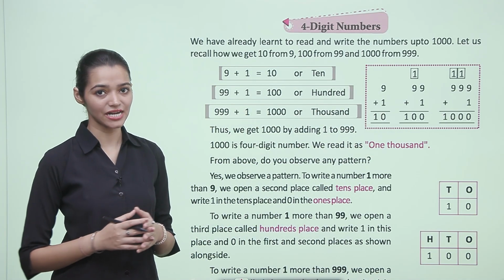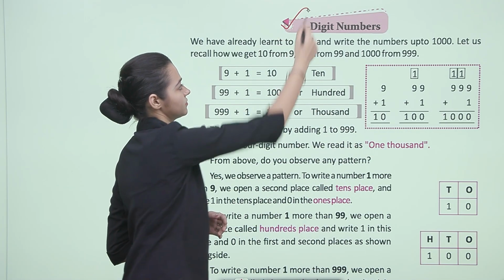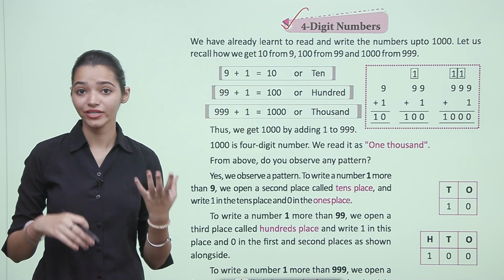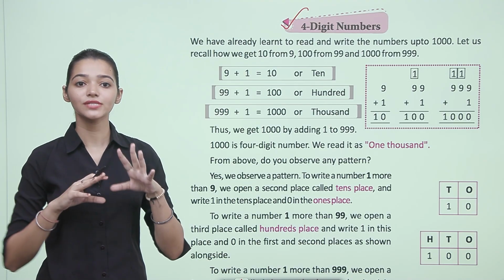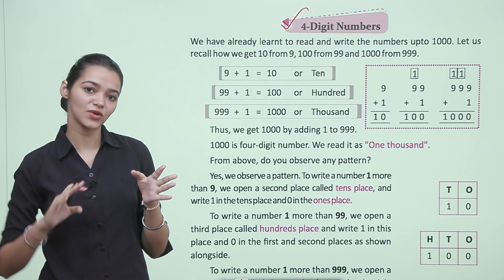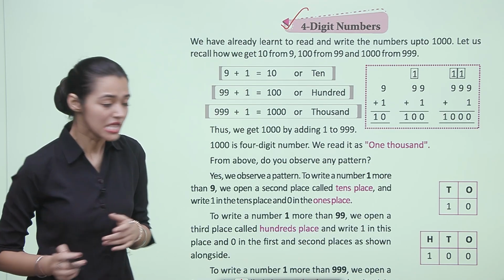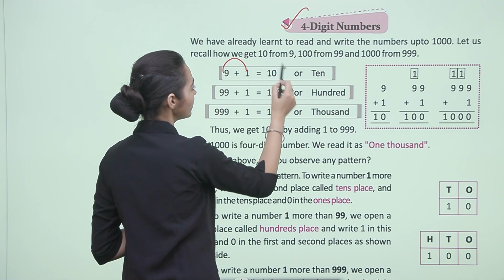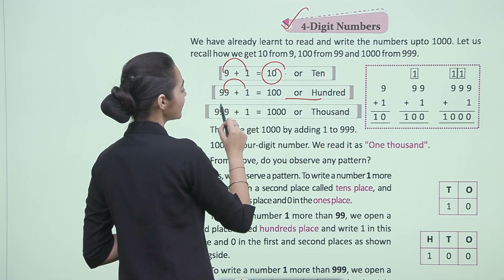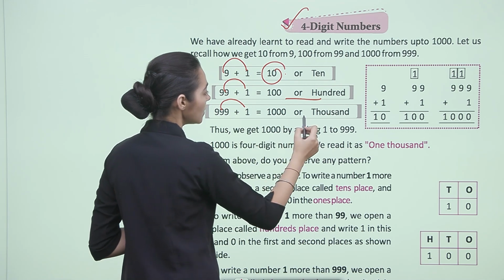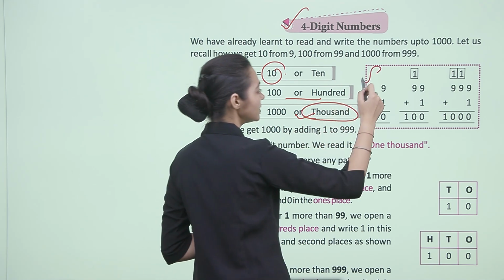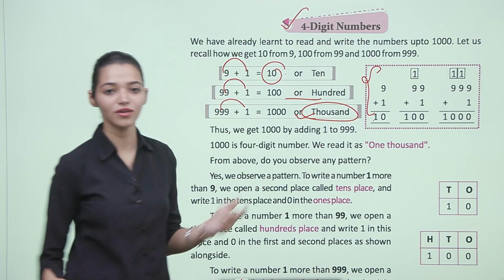Now in the next one, let's start with the 4-digit numbers. We have already learned how we can read and write numbers up to 1000. Now let us recall how we get 10 from 9, 100 from 99 and 1000 from 999. That means when we add 9 plus 1, we get 10. When we add 99 plus 1, we get 100, and when we add 999 plus 1, we get 1000. Here we have done the addition vertically, column-wise.